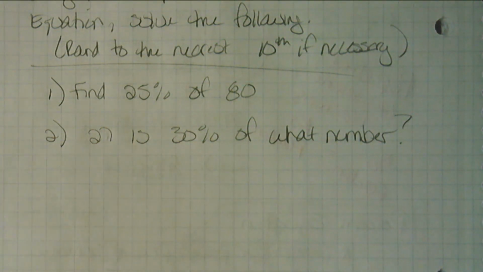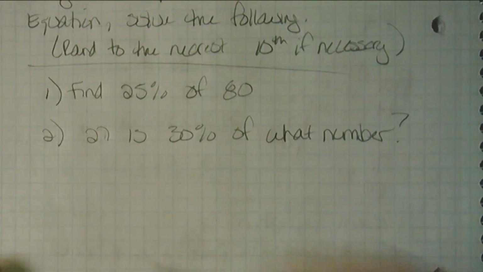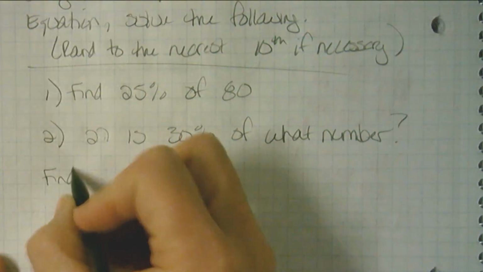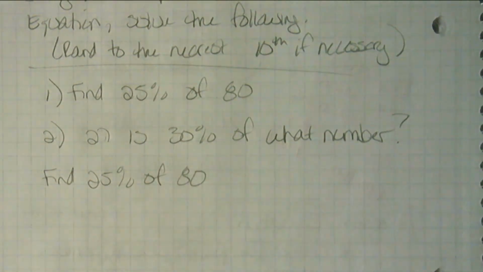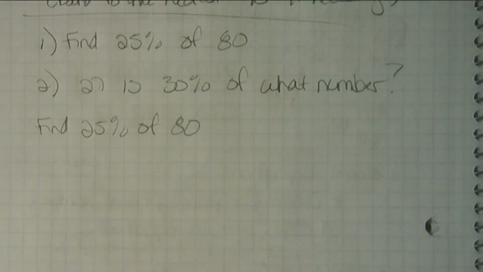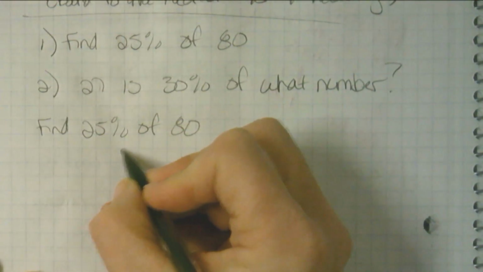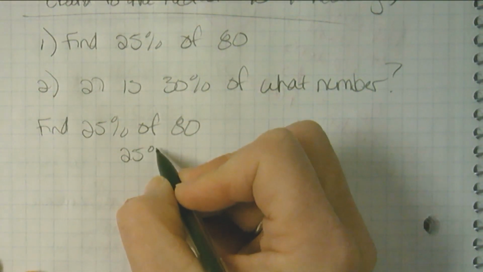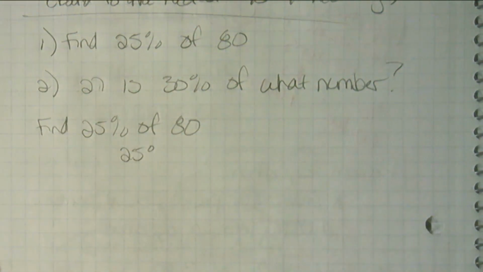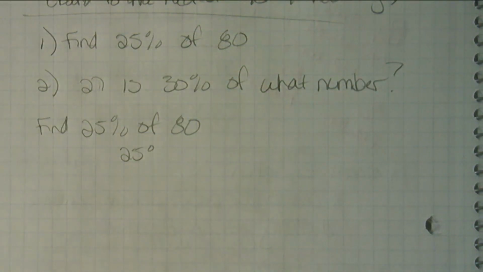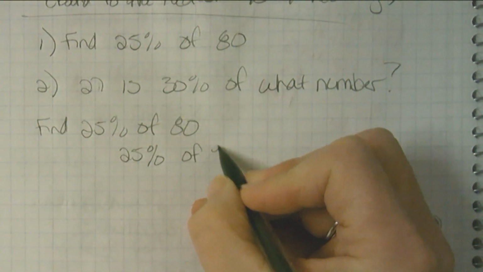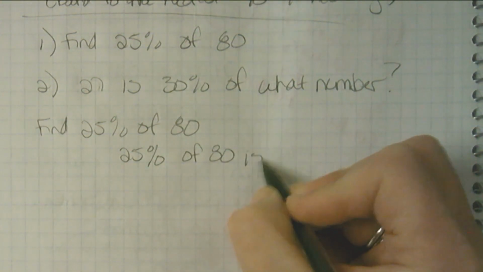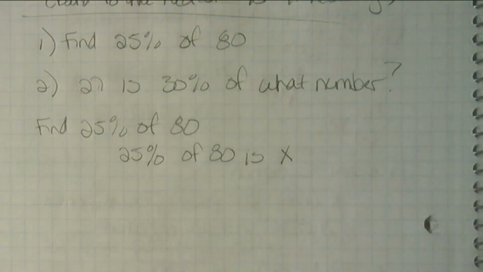Okay, let's do that first one. So I want to find 25% of 80. Somebody write that as the proper percent sentence. Peter? No. Write that as a proper percent sentence. 25%. Yes, I have to have that.